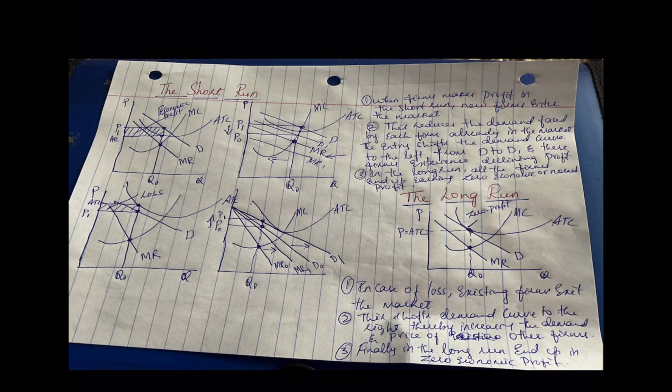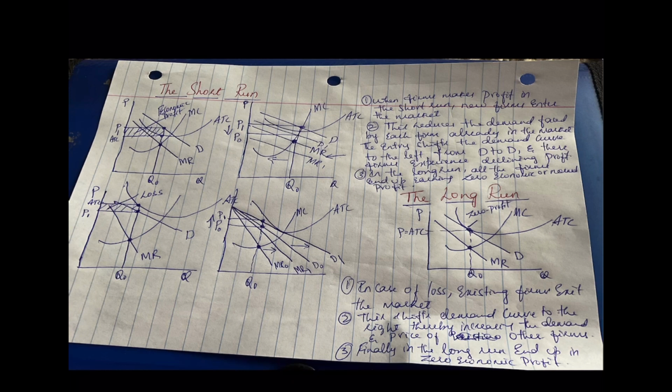So in this figure, you can see when firms make profit in the short run, new firms enter the market. This reduces the demand faced by each firm already in the market. The entry shifts the demand curve to the left from D to D1. The prices fall from P1 to P0, and firms experience declining profit. In the long run, all the firms end up earning zero economic or normal profit.